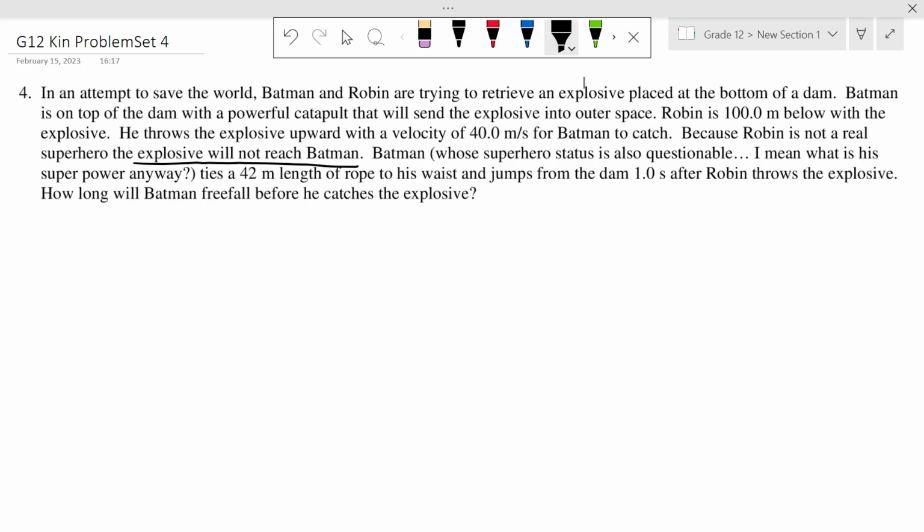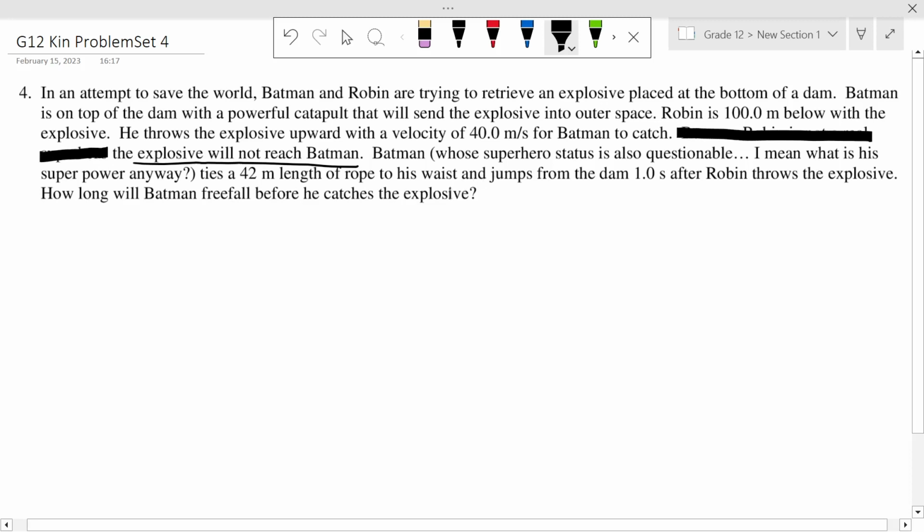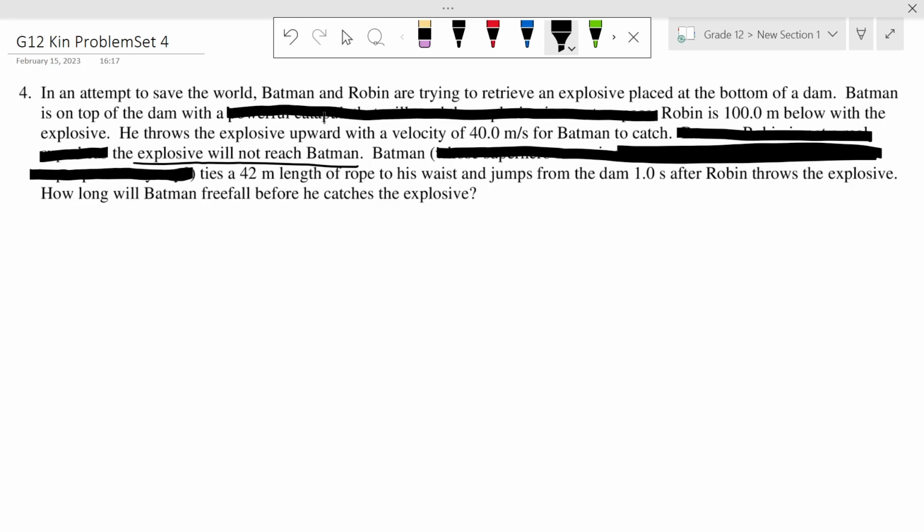Now, you can see there's a lot of extra unnecessary information in this question. It's important to cross them out so you don't get confused, such as this sentence, and this part in brackets, as well as this sentence, because it means nothing to me in this question.